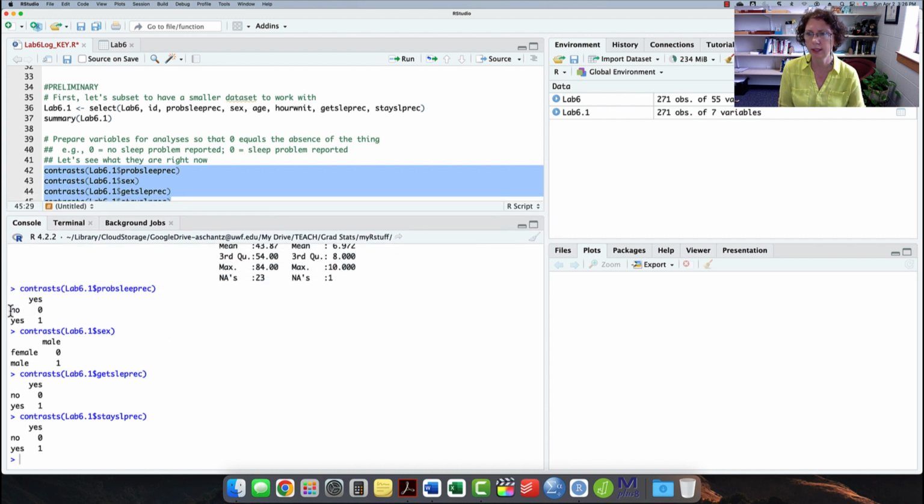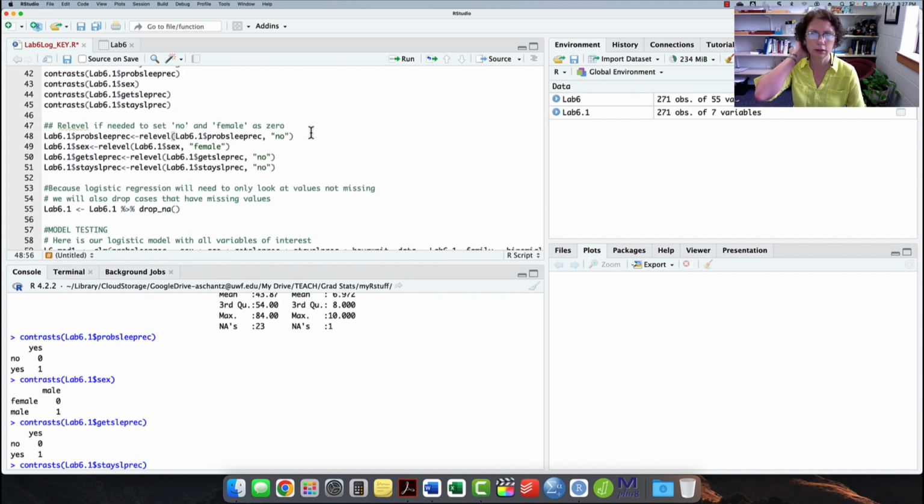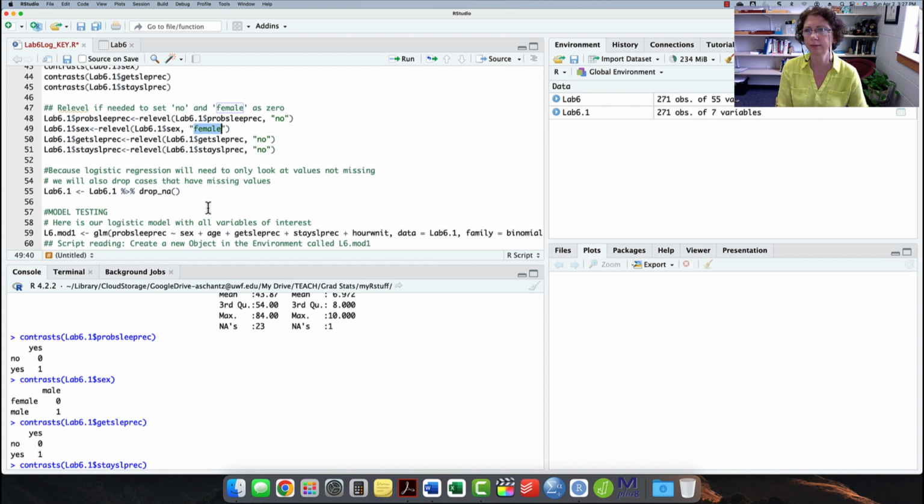Looking at this, we see that no is coded as 0 for problem sleeping. Female is coded 0 for the sex gender variable. No is coded 0 for problems getting to sleep, and no is coded 0 for problems staying asleep. If any of those are not coded no, you'll need to relevel to get them right. And here's the releveling, just to make sure that no and female are in the first spot so that it's coded 0. Okay, mine are all good, so I don't have to worry about it.